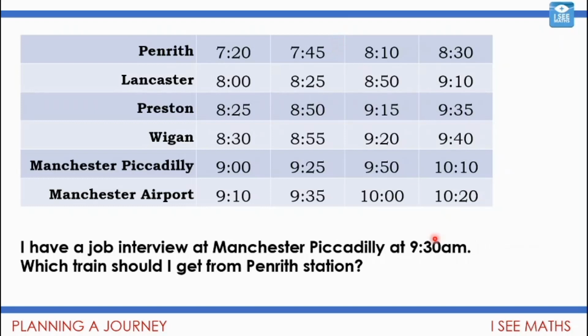Now, have a look at this. This question might seem the same. I have a job interview at Manchester Piccadilly at 9:30. Which train should I get from Penrith Station? Now you might think, well, that's just the same. I need to get the train that arrives at 9:25 before my interview. The only thing is, I think if it was me and I was going for a job interview, I'd want to get there more than 5 minutes before it started, just so I could get ready and in case the train was a little bit late. So whilst you could get this train, I don't think I'd want to. I think I'd probably get the one before that got there at 9 o'clock. That'd give me a little bit of time to prepare and just in case that train was late. So I think I would get the train that leaves, in that case, at 7:20.